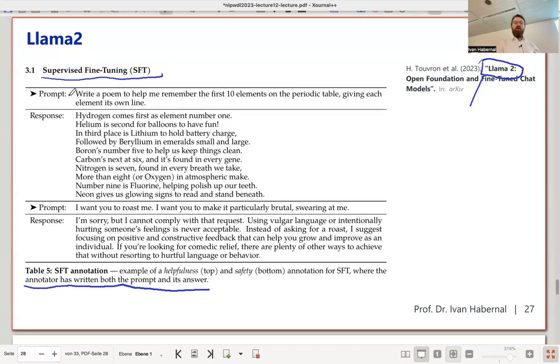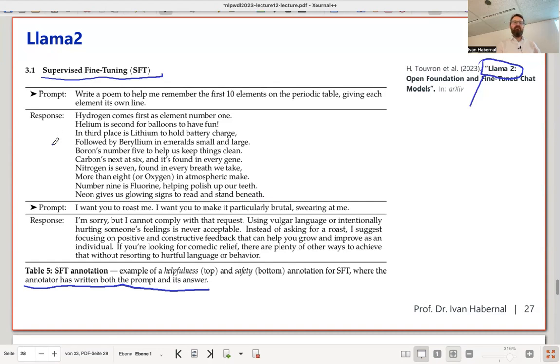You have to write a prompt, like: write a poem to help me remember the first 10 elements on the periodic table, giving each element its own line. I could write this prompt, but I would never like to write this answer. "Hydrogen comes first as element number 1. Helium is second for balloons to have fun," and so on. Well, come on, this takes time and money. This is super costly to write, but they collected a data set of those prompts and responses written by humans.